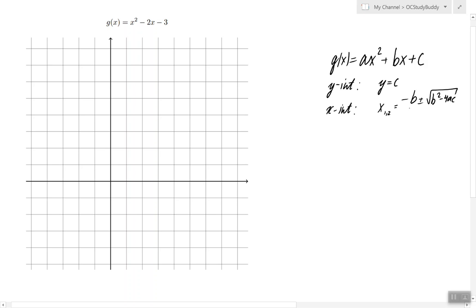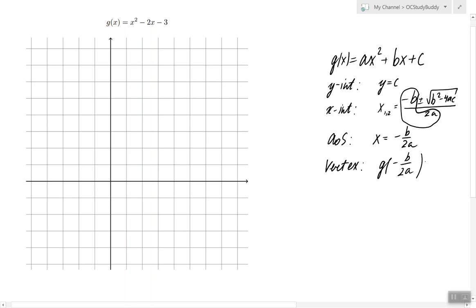If these values turn out to be nice, then we can use them. But if they're not going to be nice, then we're just going to use this part of the quadratic formula to find the axis of symmetry. After we find the axis of symmetry, we're going to find the y value of the vertex by evaluating the function at this x value.